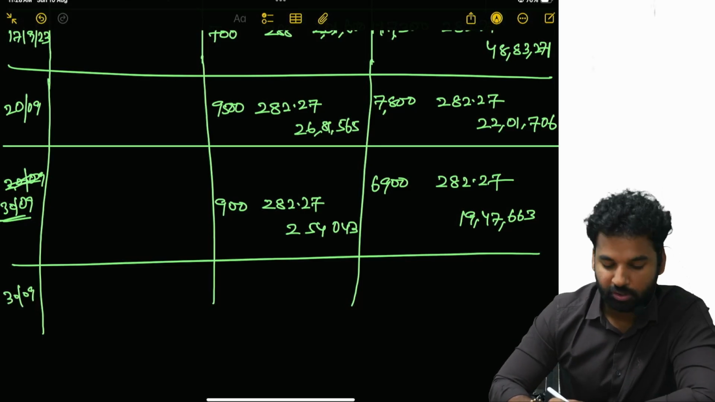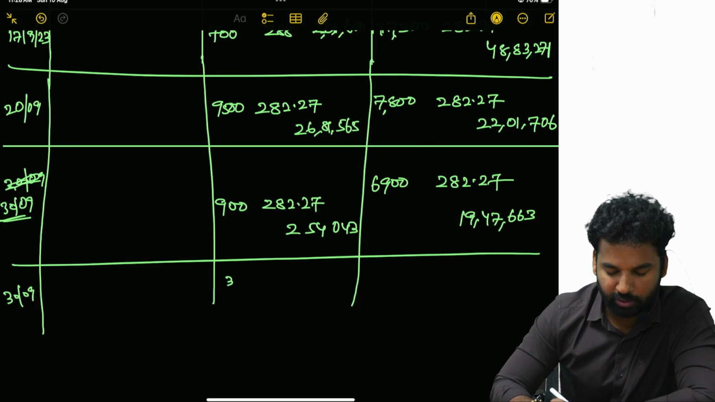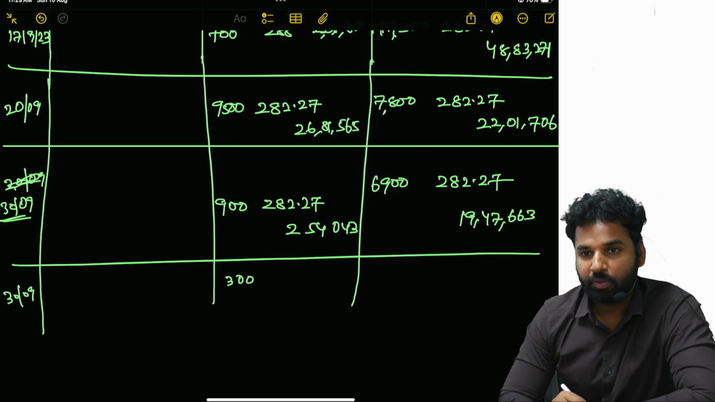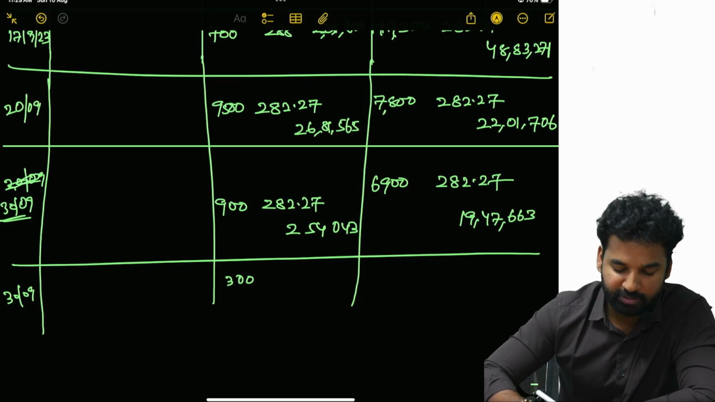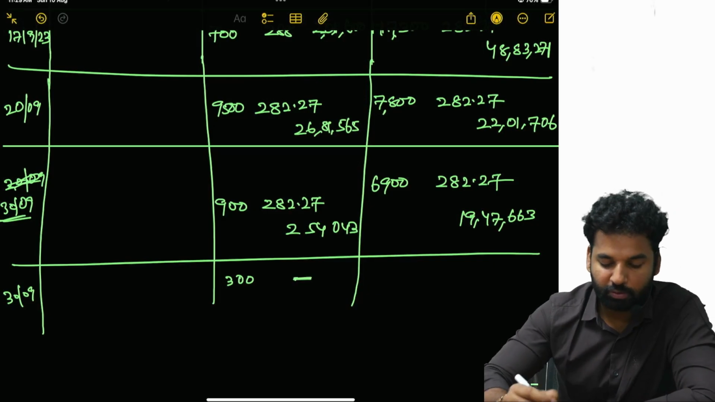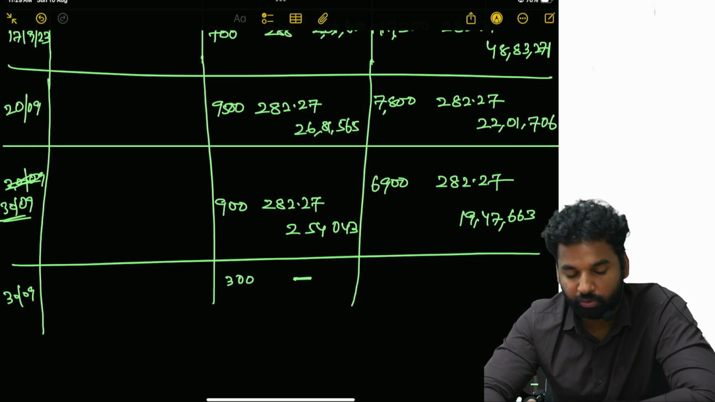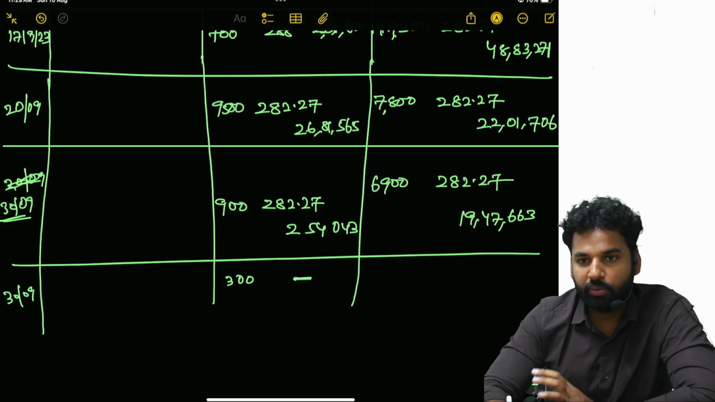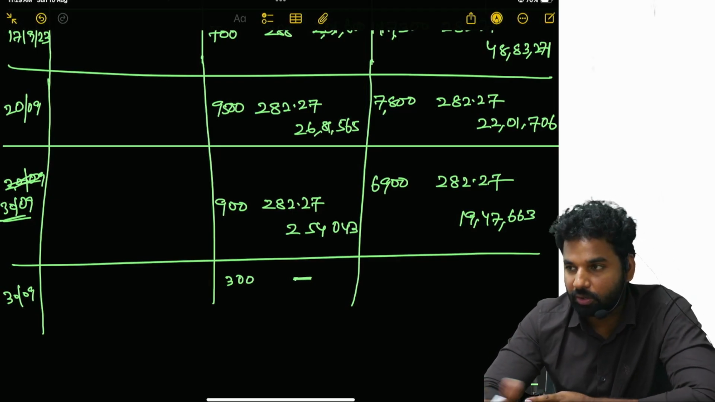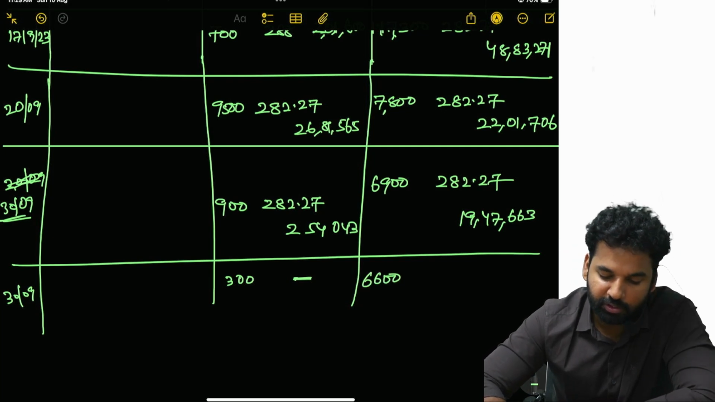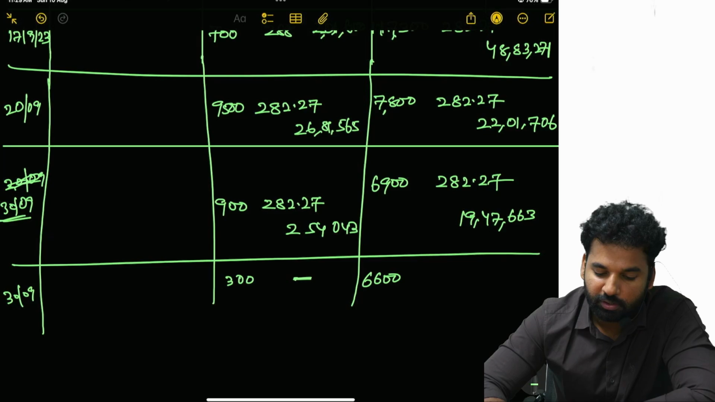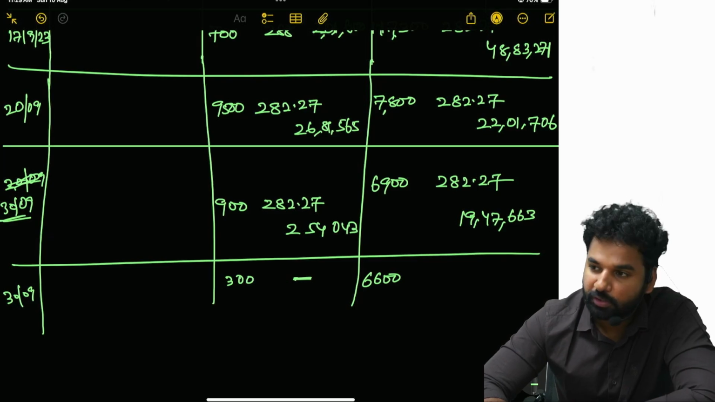Normal loss. In stock taking, we got to know 300 is the normal loss, so 300 units of materials are there. For this, we have to absorb the cost. How will we absorb it? Out of 6,900 units, 300 units are normal loss, so remaining units are 6,600. Cost is, total value is 19 lakh 47,663 divided by 6,600.